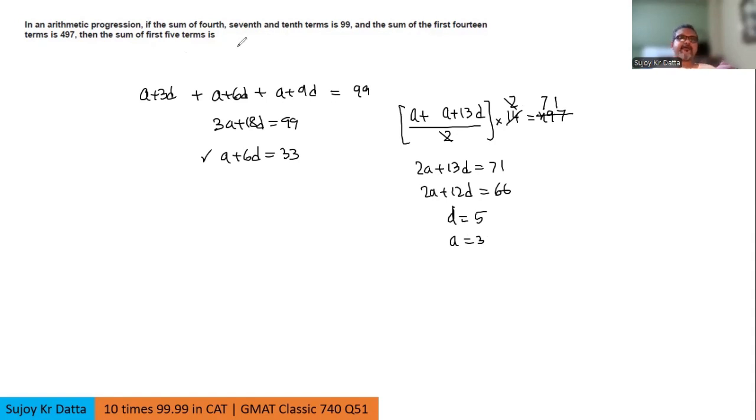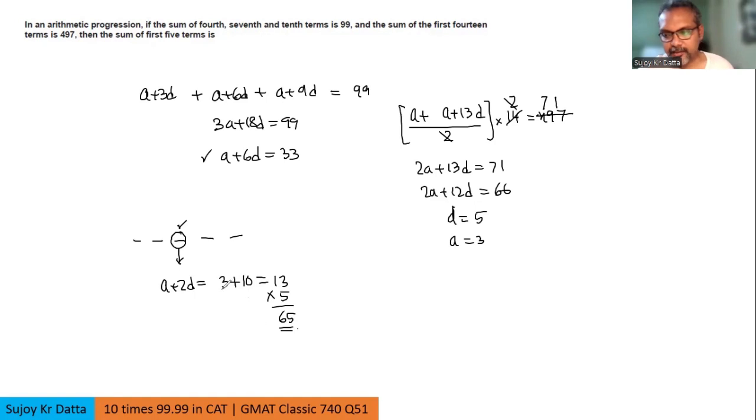Now the sum of the first five terms is the question. So the sum of the first five terms is first, second, third, fourth, fifth. So we can just take the third term. The third term is a plus 2d, so that will be 3 plus 10, so that is 13. Once we know that the middle term is 13, the sum of the five terms will be just 5 times that. So 65, because the middle term is the arithmetic mean. So the answer is 65. So that was question number 12. Let's move on.